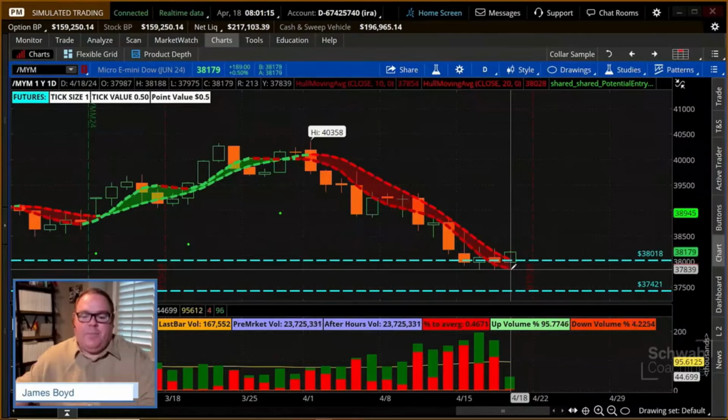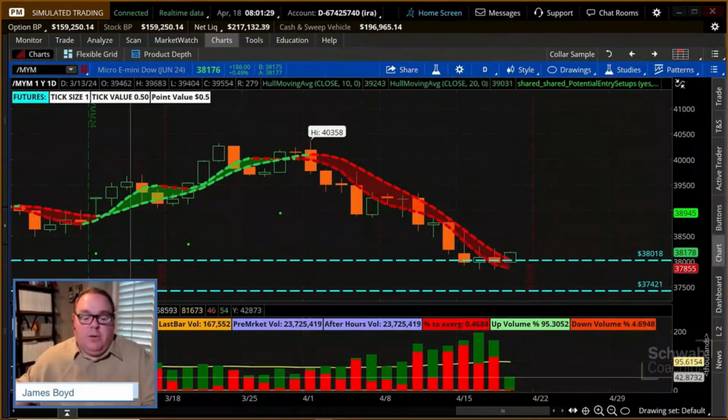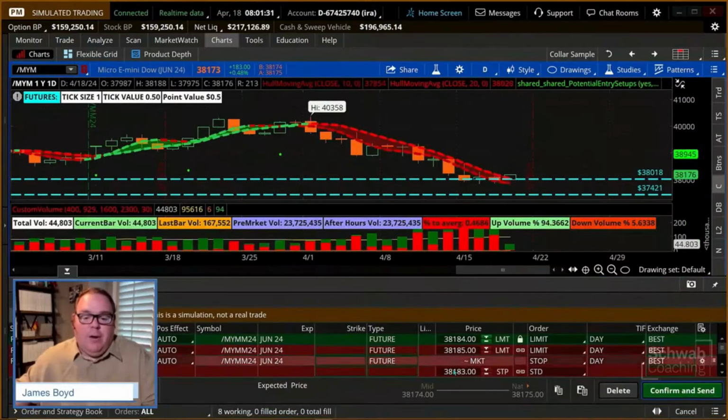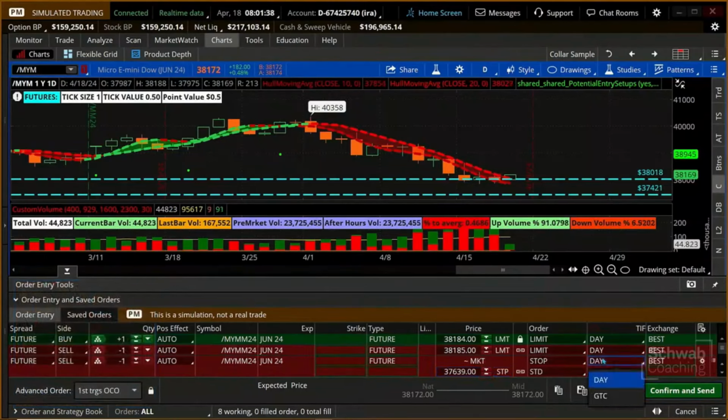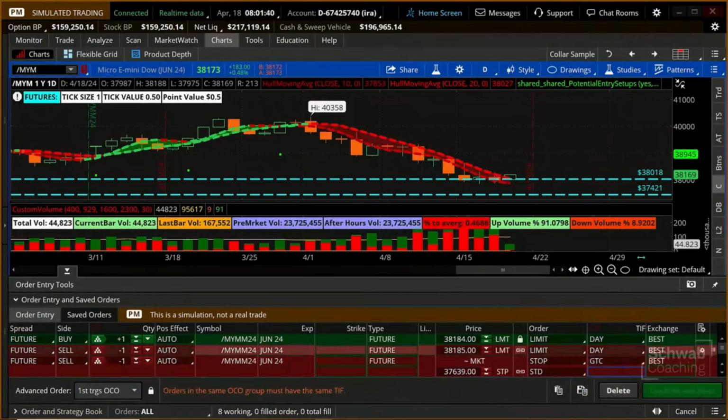37,839, okay? Now, remember, there's no scientifically proven best way to set that stop below those areas. How much are you willing to let it drop? What if the investor said, you know, I'm willing to let it drop 200 points below there? Well, 200 points below there would be 37,639. Now, if we said GTC, what we're trying to assess is how many points between the entry and the stop there are.